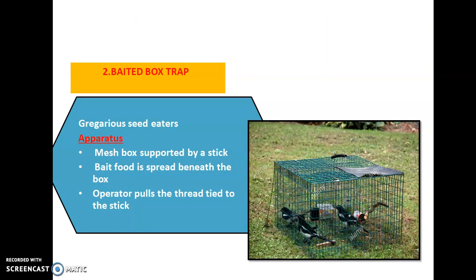Then the next one is called a baited box trap. This trap is generally concerned with trapping gregarious seed eaters. What is meant by gregarious? Gregarious means group. Those birds which move in groups are generally the target for trapping by this method. And the apparatus concerned with this baited box trap consists of a mesh box. Here you can see a mesh box which is supported by a stick. And we are spreading some bait food materials beneath this mesh box.